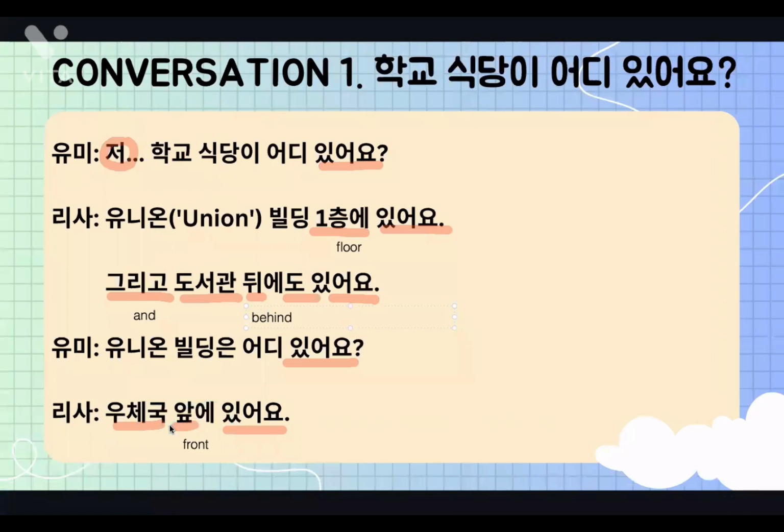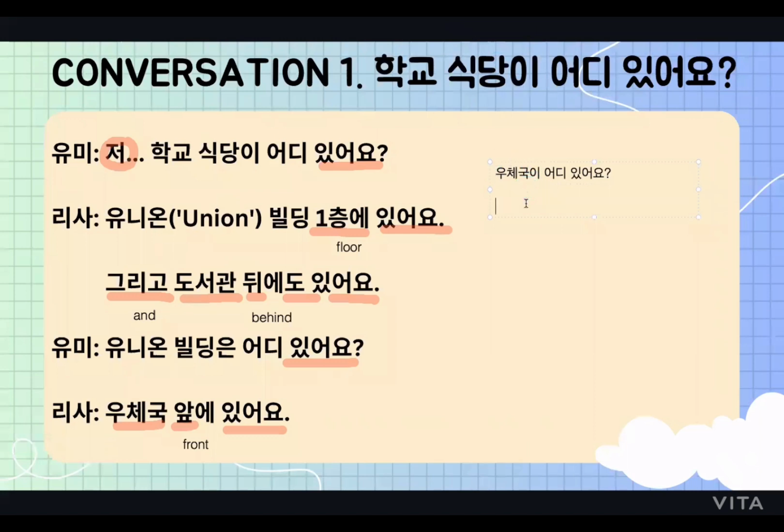Okay. 자, today we learned about conversation one. 학교 식당이 어디 있어요? 자, 여러분. Then how can we substitute this kind of pattern? Like today what we learned is 학교 식당이 어디 있어요, right? Then how can you ask, where is the post office? 그렇죠. You can ask them, 우체국이 어디 있어요, right? So you can just substitute 학교 식당. Instead of 학교 식당, you can put 우체국, because 우체국 means post office, right?